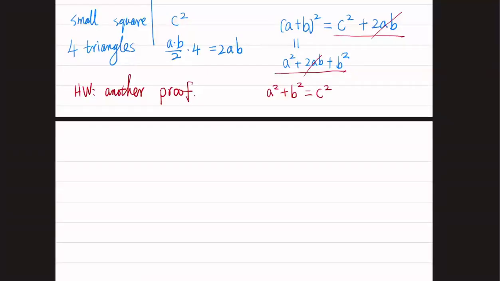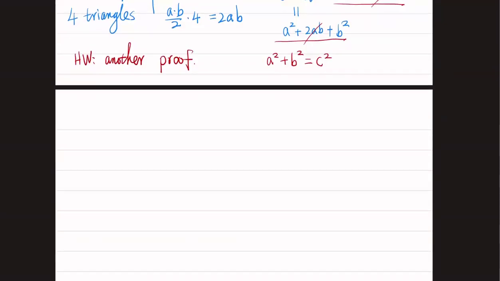Okay, so that's the Pythagorean theorem. Now we go back to our two-dimensional geometry. I have 2 points, P, Q. Okay. Now I want to measure the distance between the 2 points.